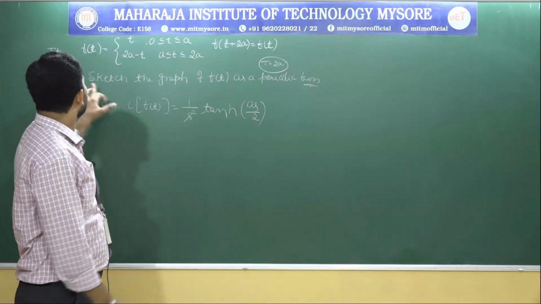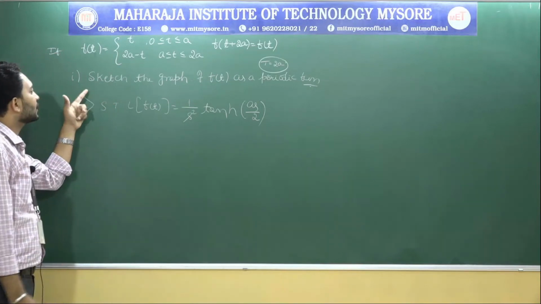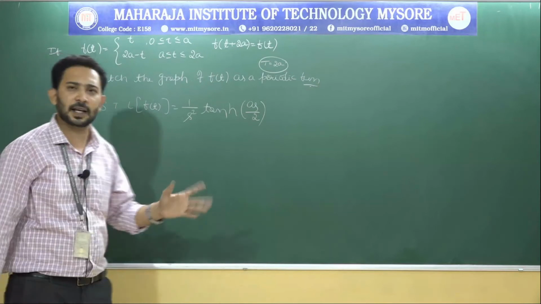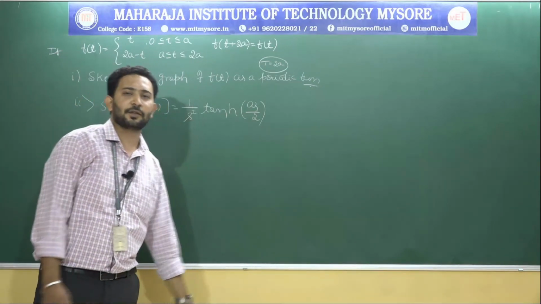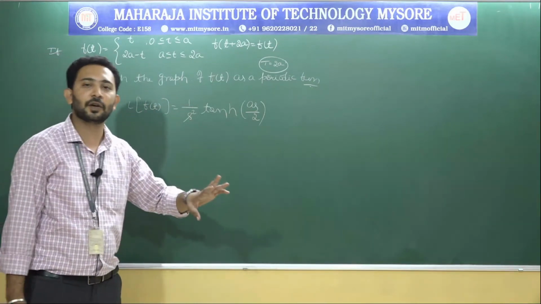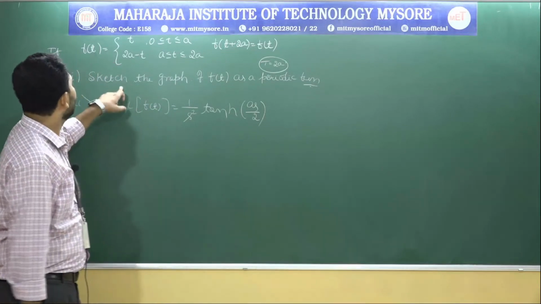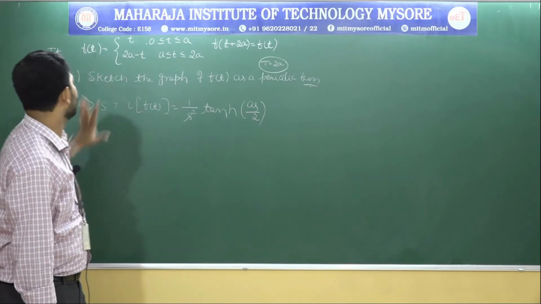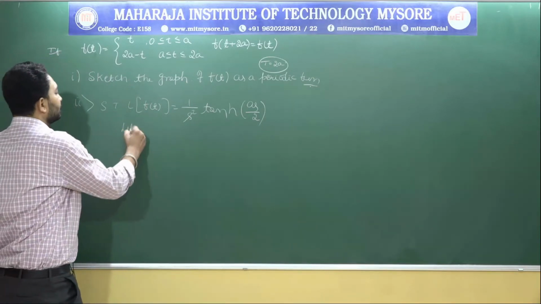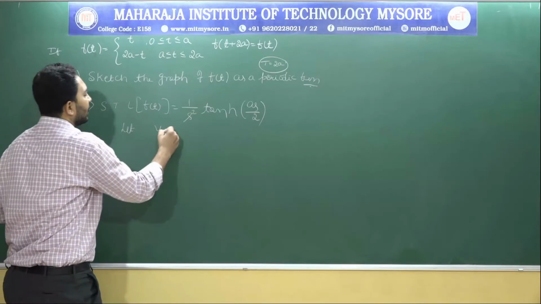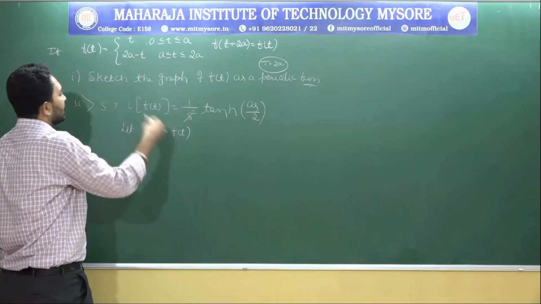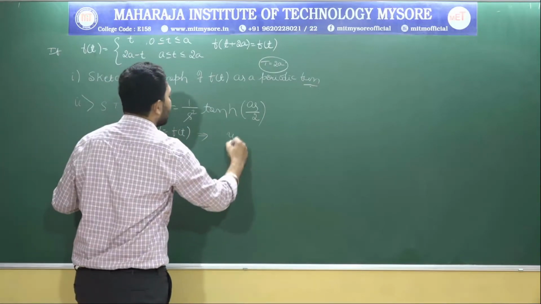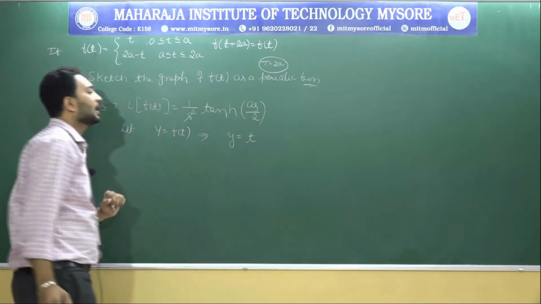Okay. For that we have two questions. First one, sketch the graph of f of t as a periodic function, and second one, find the Laplace of f of t for the periodic function. See, for the first one, sketch the graph of f of t as a periodic function means take y equals f of t. So for the first one, we have y equals t.